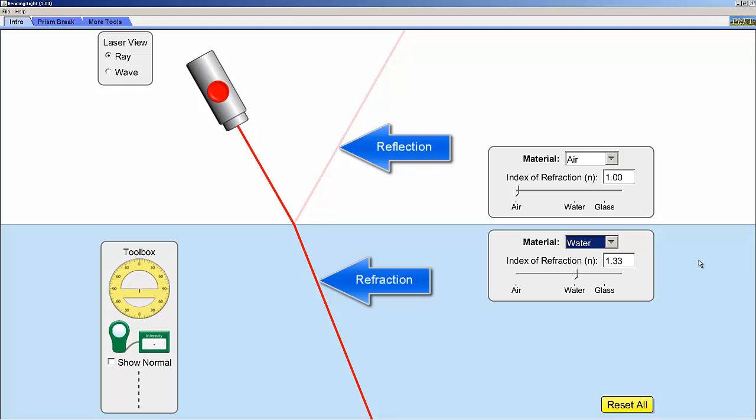There's two things going on. One is it's bouncing off. We have a reflection going on. The other one is the light is continuing through the water, but it's bent a little bit. Why is it bent? Why does it bend when it enters that material? Well, one way to get a clue as to how it's bending is to look at it in another form.